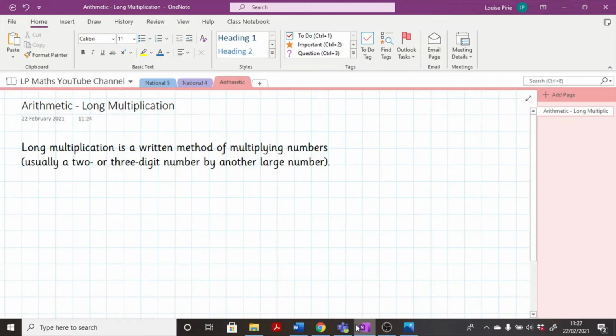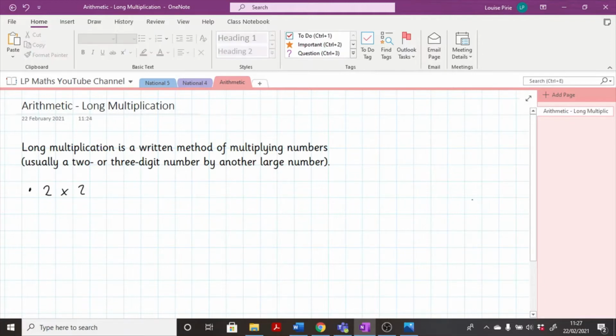So what we're going to be doing today is some arithmetic. We're going to be doing some long multiplication. So what is long multiplication? It's basically a written method for multiplying numbers which are big. Okay, so we're going to start easy by just having a 2 by 2 example here.